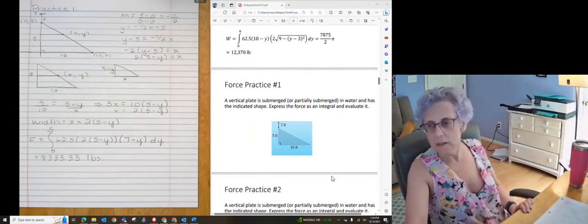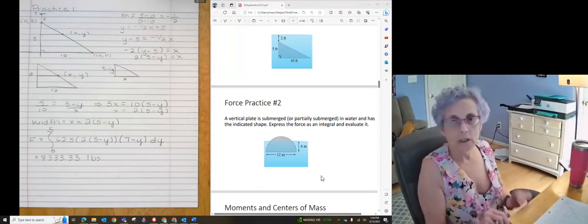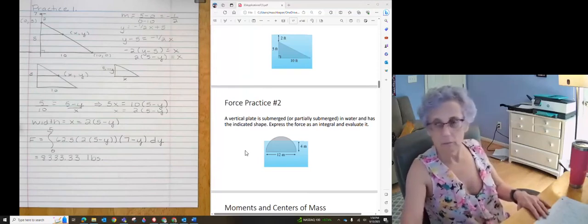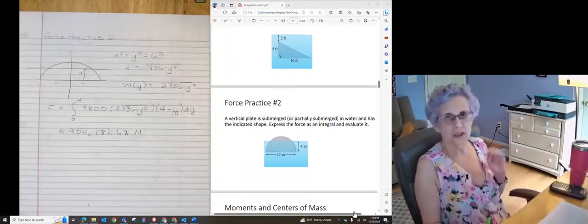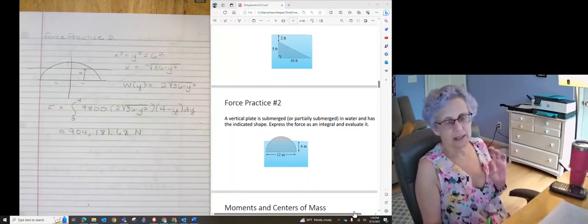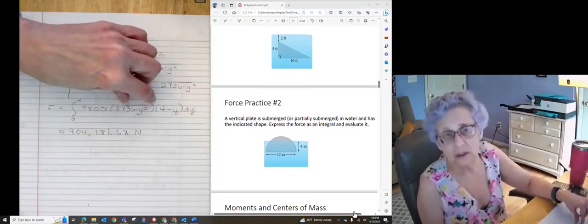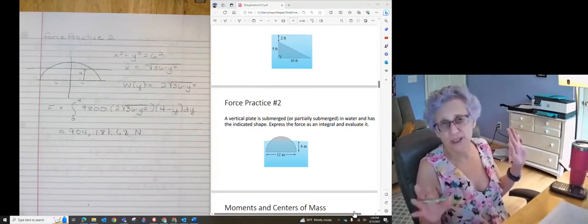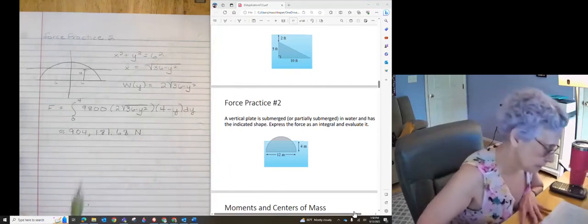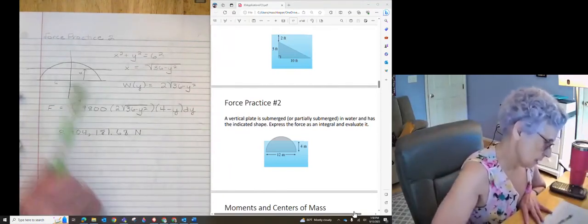Got another practice for you. This one's partially submerged, so it'll be a little different. Give it a try. I'm hoping you didn't try to do this integration by hand because it requires trig substitution and you end up having to take the arc sine of 2/3 and it's not a simple one. So I would just plug this one in the calculator for sure.